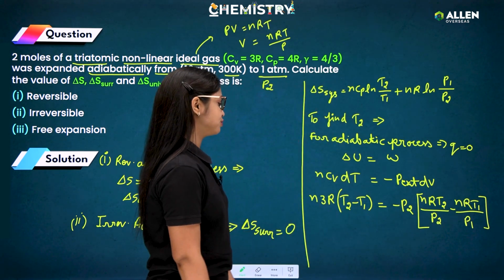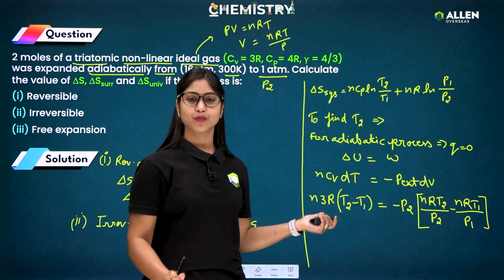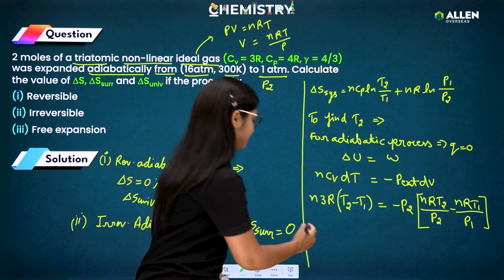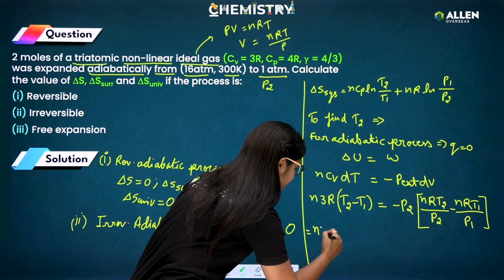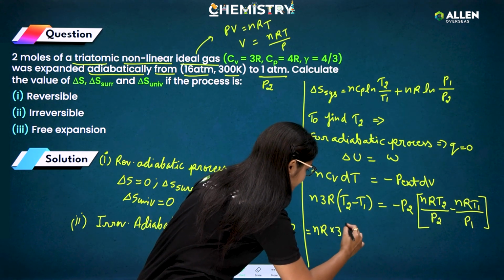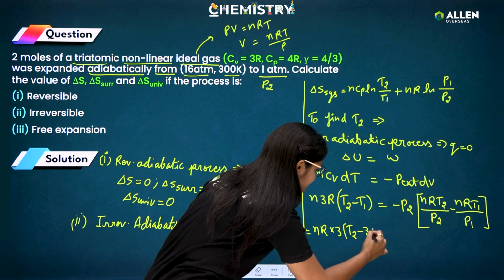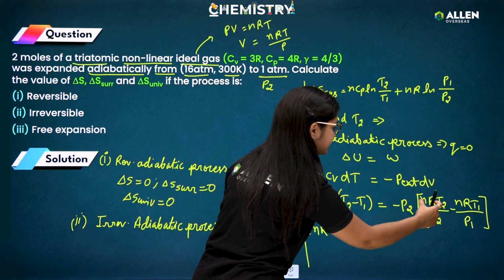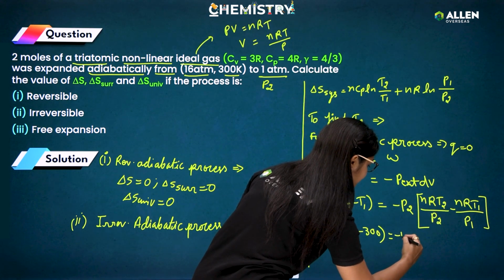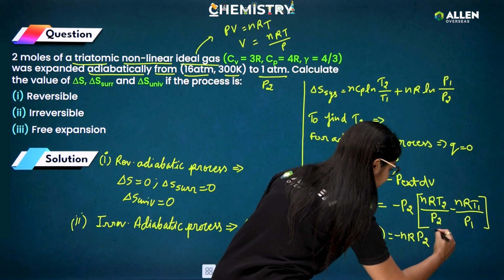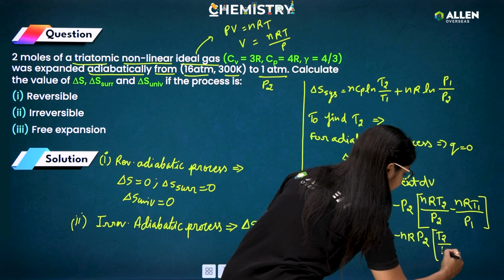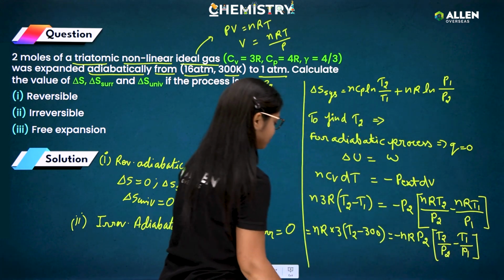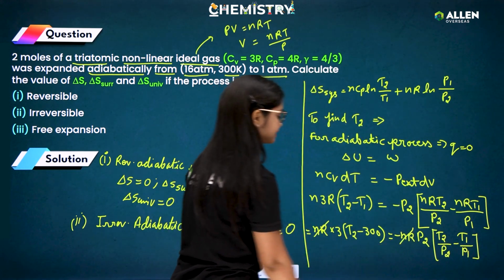This is what we can use to solve this equation, and now we have to calculate the value of T2. First of all, nR will be constant, so nR into 3 times T2 minus T1, where T1 is 300 Kelvin, equal to minus nR times P2 into T2 by P2 minus T1 by P1. This nR will get cancelled out from both sides.